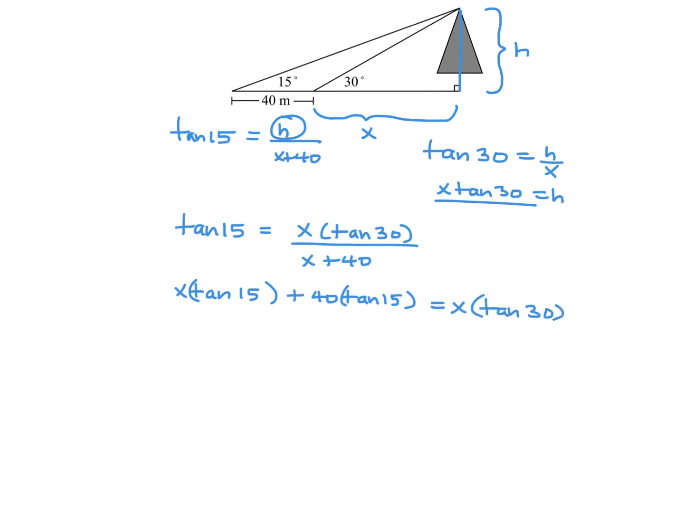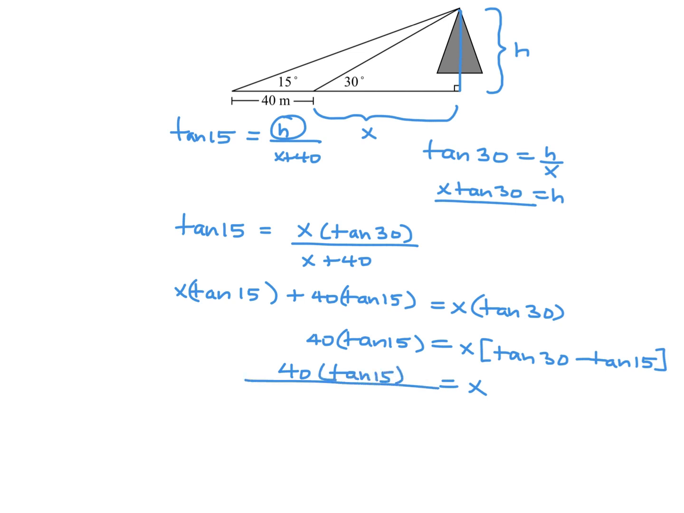So this 40 tan 15, just keep on one side, and then put everything on the other side and factor it out. So it'd be x times tan 30 minus tan 15. And then you can just solve for x. It'll be 40 tan 15 all over tan of 30 minus tan of 15. Now that's a number, so you can crunch that out. Let me just see if I did this correctly: tan of 15 times 40, and then tan of 30 minus tan of 15. Yeah, so this number, when you crunch it out, is like 34.64 or whatever.